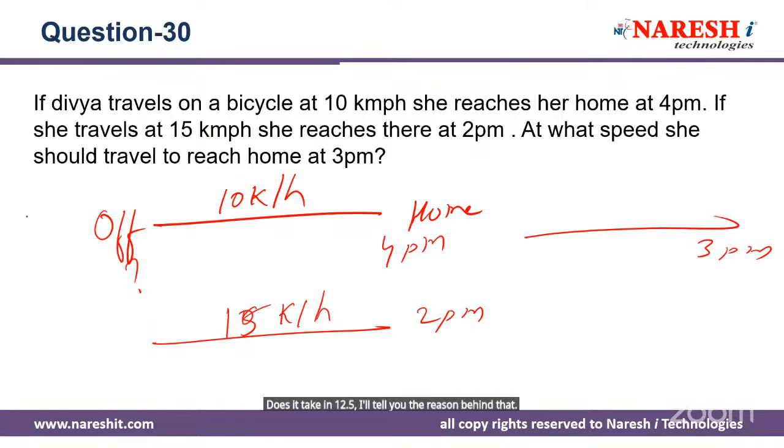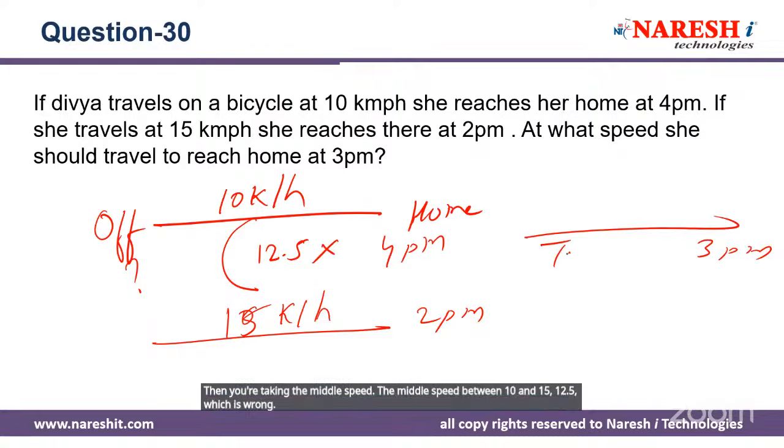Why you have taken 12.5. The middle time between 2 p.m. and 4 p.m. is 3 p.m. Correct? Then you're taking the middle speed. The middle speed between 10 and 15, 12.5, which is wrong.